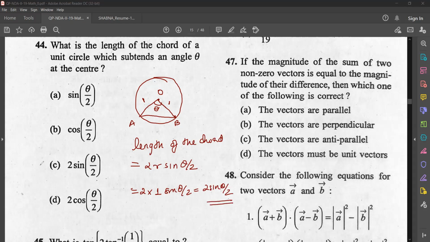Okay, so 2 sine theta by 2 is the option. Learn this formula by heart: the length of the chord of a circle is 2r sine theta by 2.